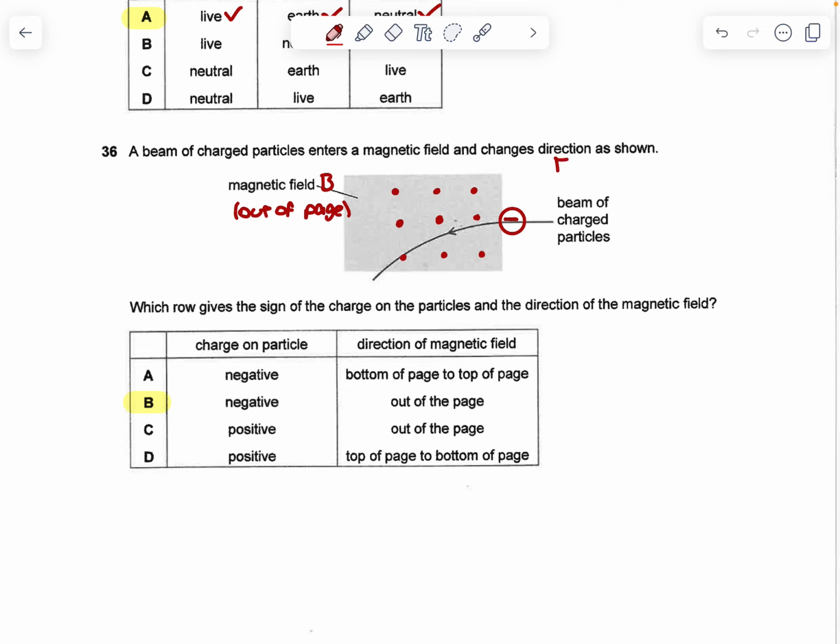So using Fleming's left hand rule, electrons moving, a negative charge particle, means your I is in the reverse direction. Your F, father, mother, child, your M is pointing out of the page, your current is pointing left to right. Hence, your force is downwards. Answer is B.